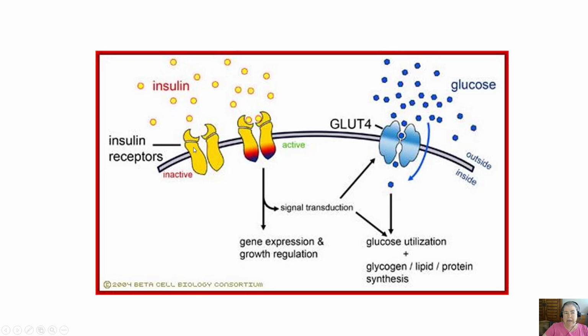So here we have inactive insulin receptors. Here we have an insulin receptor, again a transmembrane receptor that has bound insulin and made the changes that allow signal transduction by tyrosine kinases and so forth, increasing the expression of certain genes that are going to result in the production of GLUT4 channels, and in addition, allowing the utilization of glucose and the synthesis of things like glycogen in certain places, the liver and the muscle, lipids, and proteins.